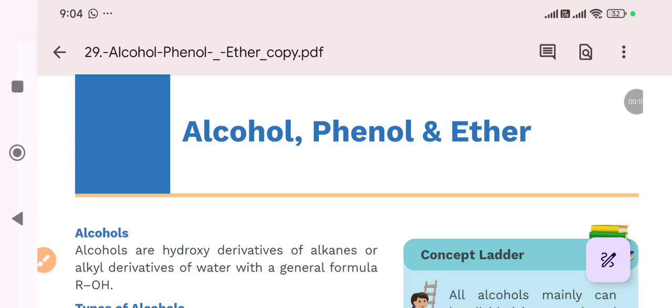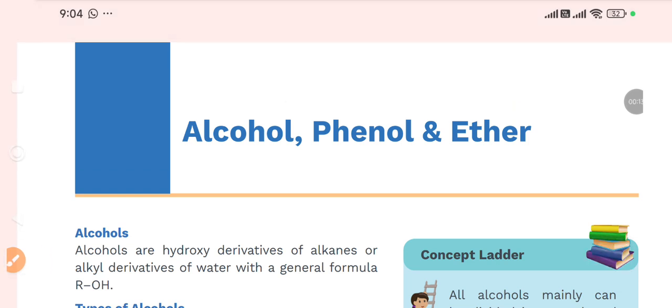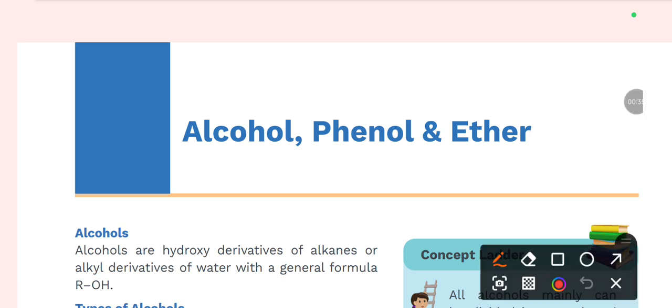Before starting this chapter, let us understand what are alcohols, phenols and ethers. Coming to the definition of alcohols, first of all let us take alcohol. Alcohols are hydroxy derivatives of alkanes or alkyl derivatives of water with general formula ROH. Now let us understand what this means.